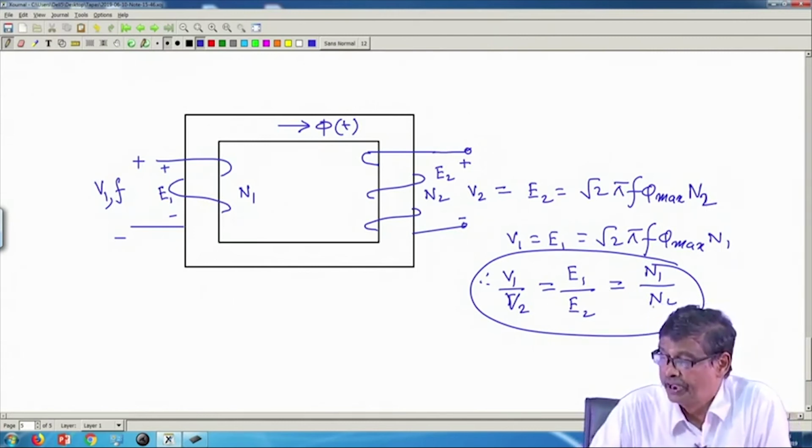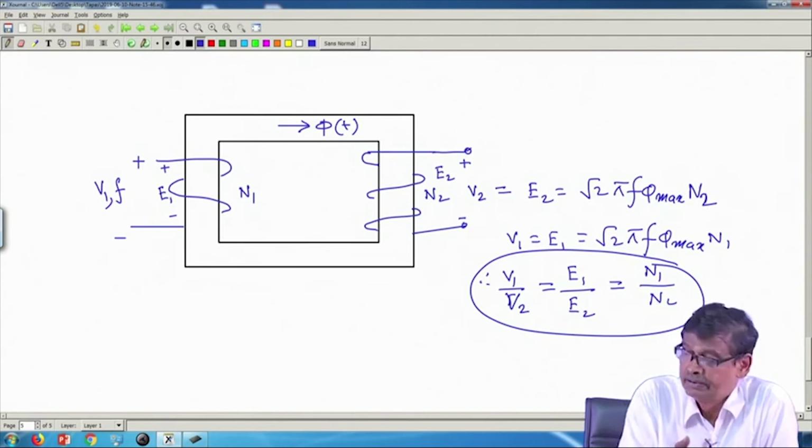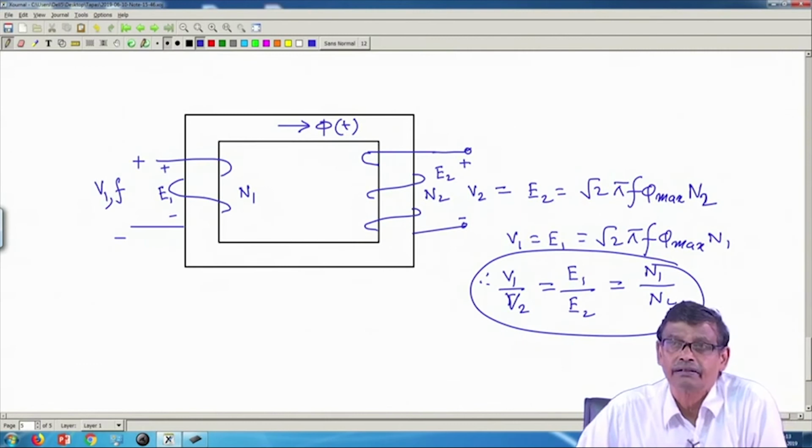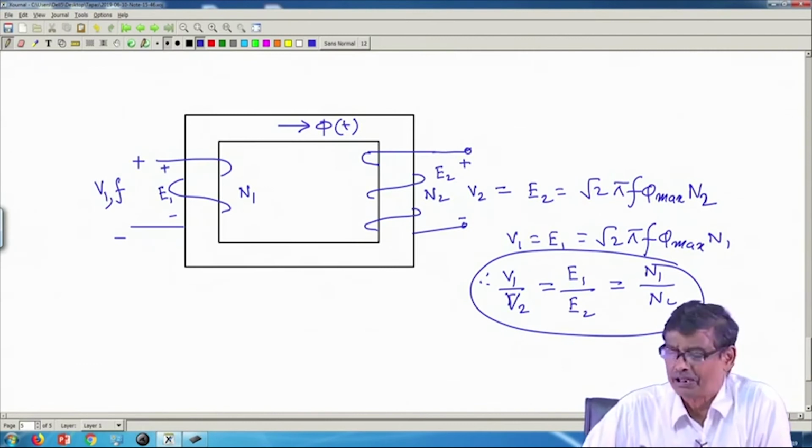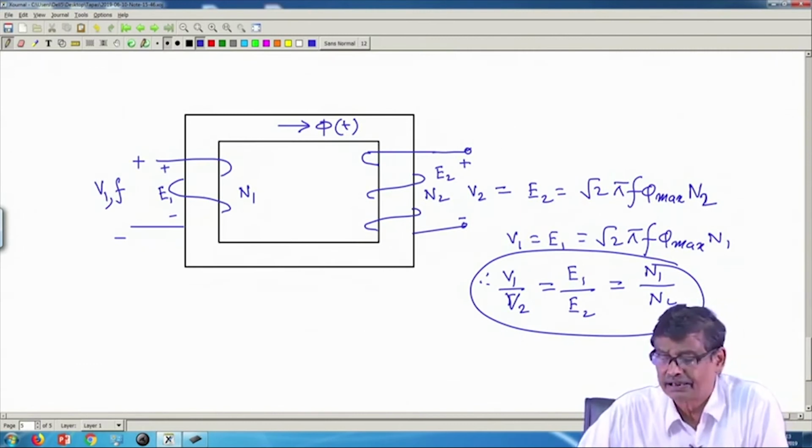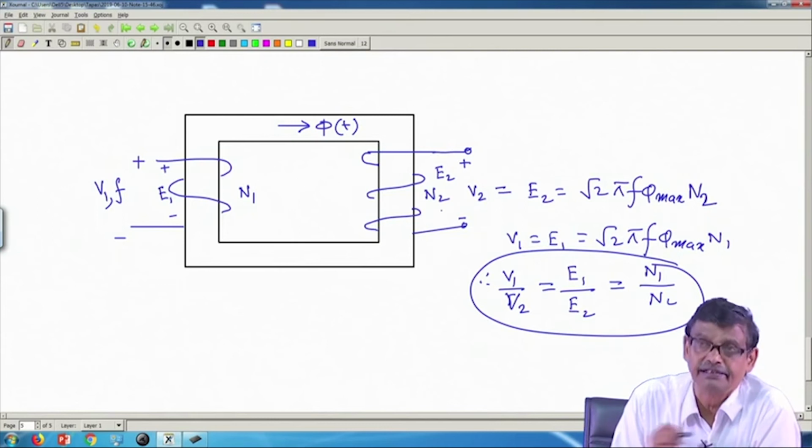Manipulating this ratio N1 by N2, you can step up the voltage, this is called the secondary coil, or step down the voltage, depending upon whether N2 is greater than N1 or N1 is greater than N2. But anyway, this is the thing.